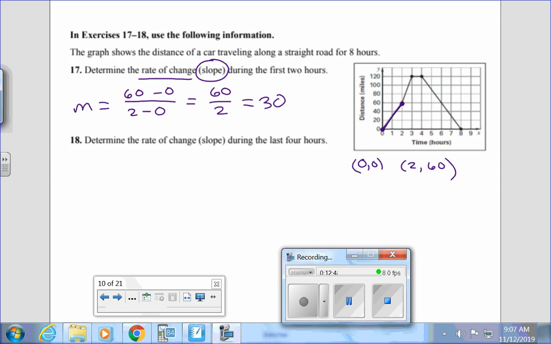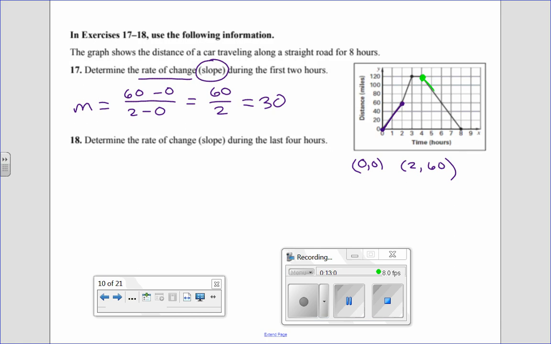All right, so we had a question about this. We're just doing the slope during the first 2 hours, so the blue line segment I just drew. Now in 18, they said determine the slope during the last 4 hours. The last 4 hours is going to be this green line segment. Does everybody see it? From hour 4 to hour 8 of the trip. So hour 4 looks like we're at 120 miles away. And at hour 8, it looks like we're 0 miles away. I'm grabbing these coordinates from the graph to find the slope of the green line segment.